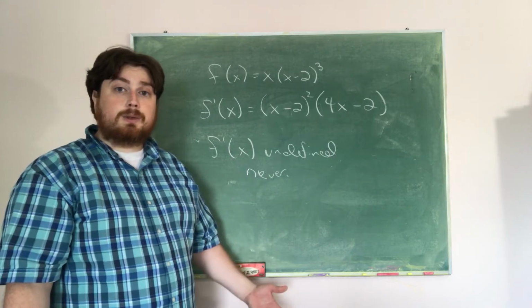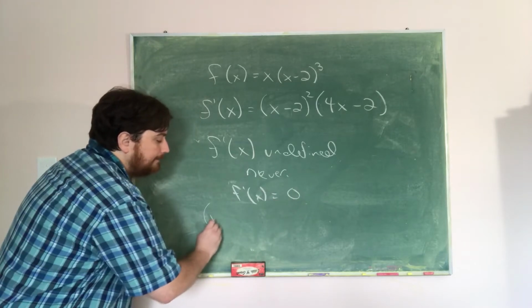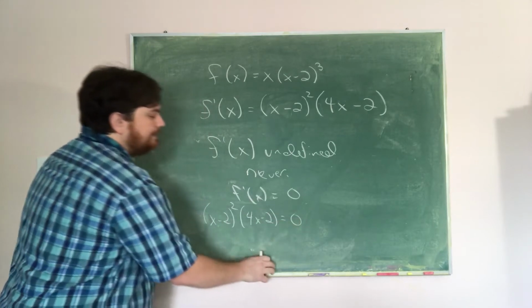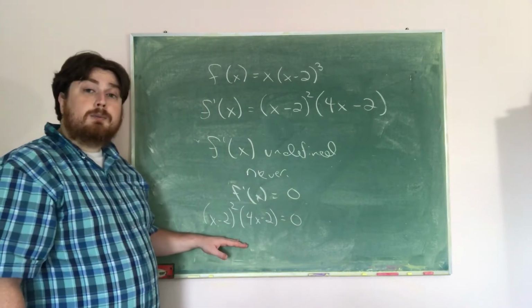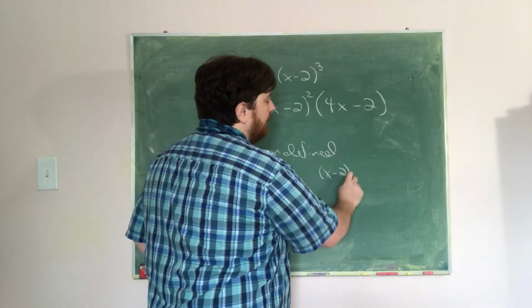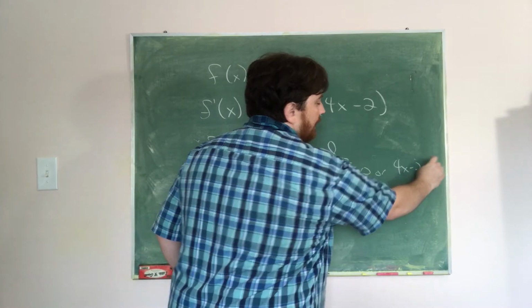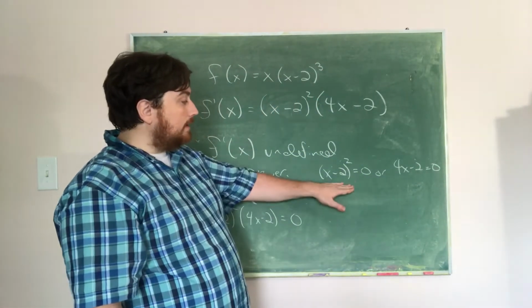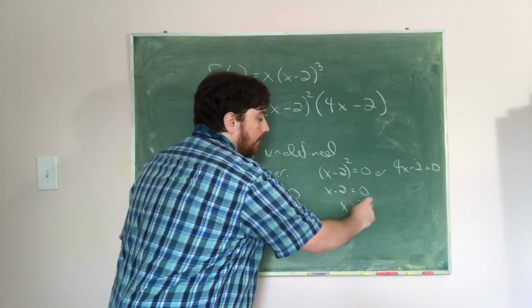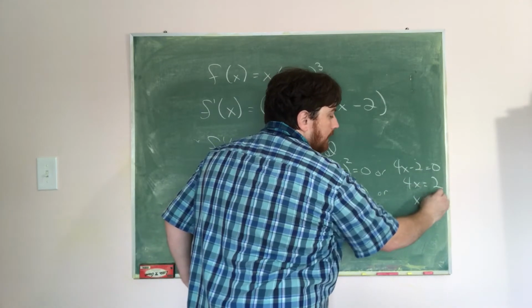So the next thing we need to do is find where it's 0. We set the derivative equal to 0: (x minus 2) squared times (4x minus 2) is 0. Notice that a product is 0 if one of the terms is 0. So either (x minus 2) squared is 0 or 4x minus 2 is 0. If we continue, we can take the square root, we get x minus 2 is 0, so x is 2, or 4x minus 2 is 0 if 4x is 2, so x is 1/2.